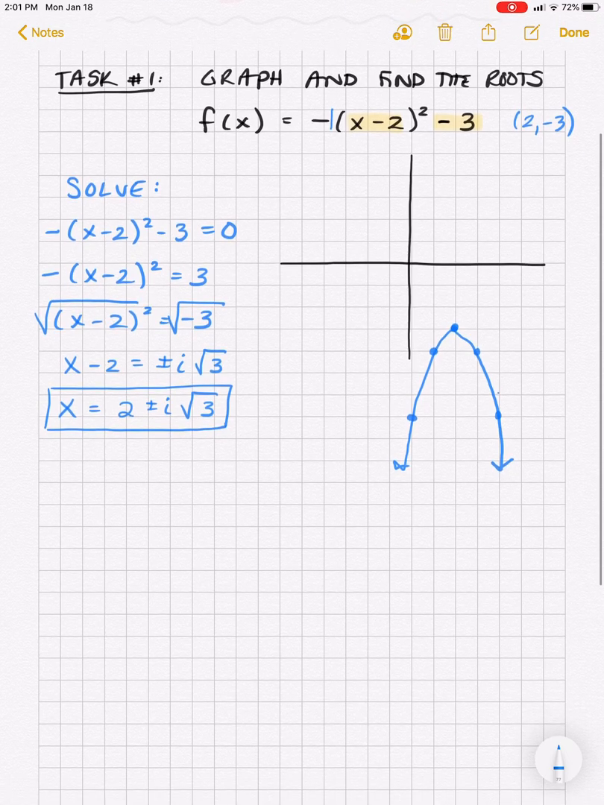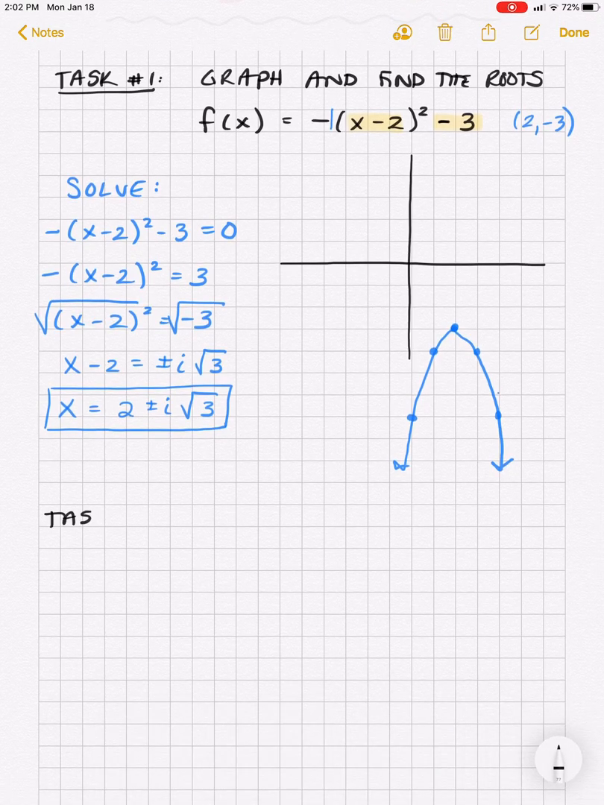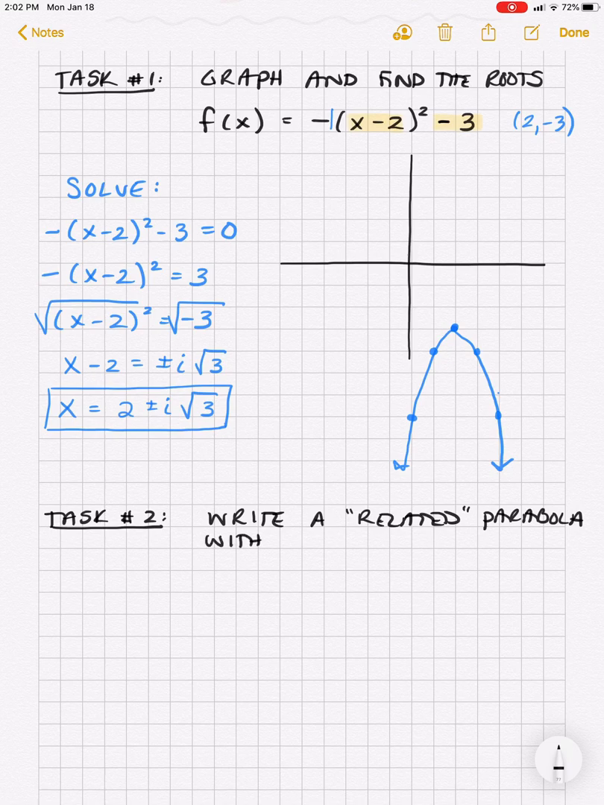Well, here's what we're going to do in task number 2, okay? Task number 2, I want you to write a related parabola. We'll talk about what that means in a second, with real roots, meaning that we're going to graph a parabola that is very similar to this parabola, except the roots are going to be real.